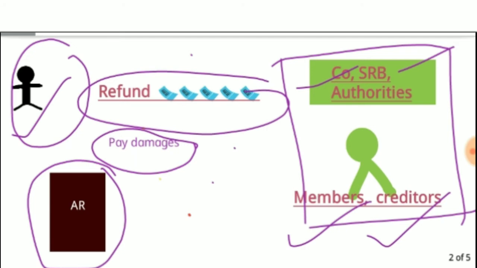Okay, so the auditor is required to make the refund of remuneration and pay for the damages which have happened because of his default or the contravention that he has made.